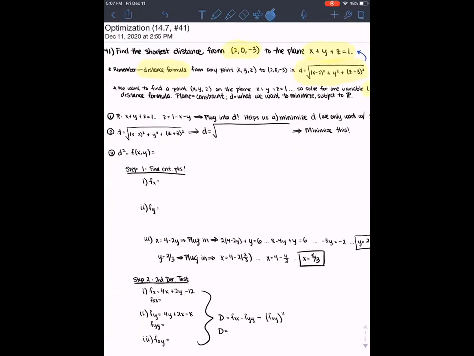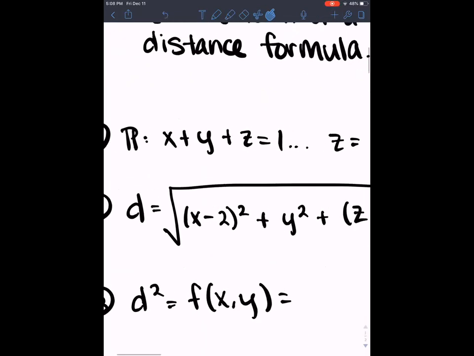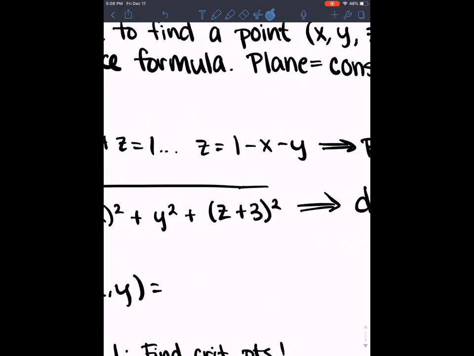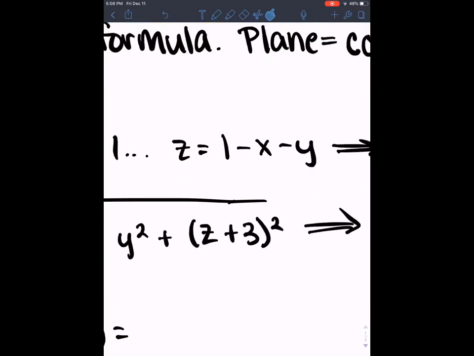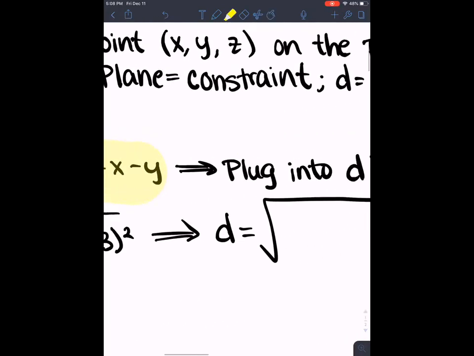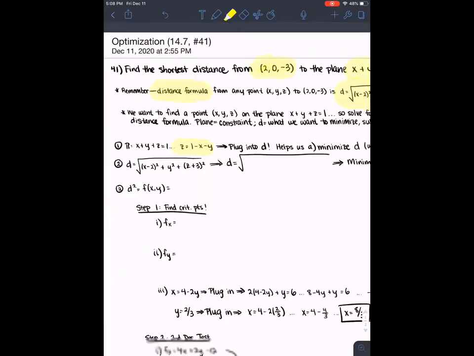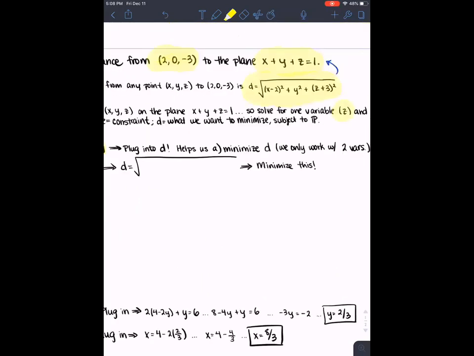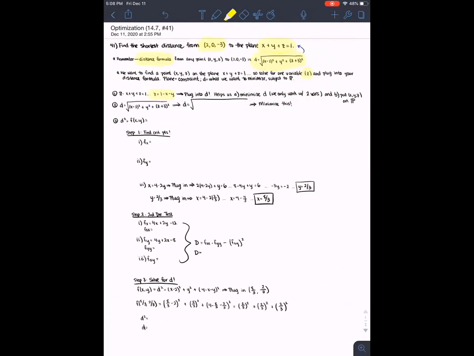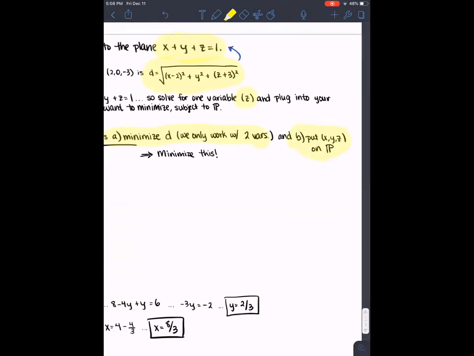So what we did here, we have our plane, right? x + y + z = 1. What I did was I solved for z. So with just some rearranging, you get z = 1 - x - y. If you plug this into d, it will help us do two things. First, it'll help us minimize d, which we can only do when we're working with two variables. And it'll also help us put the point (x, y, z) on the plane P.